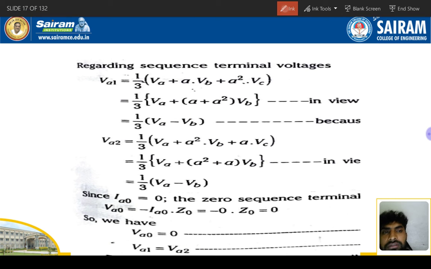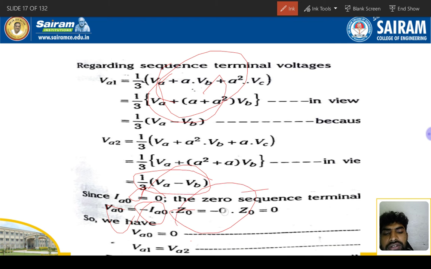So regarding sequence terminal voltage, VA1 is equal to what? 1/3 (VA + aVB + a²VC). This is a matrix term, okay? Just to concentrate, VA minus VB will give VA2. Similarly, VA1 is equal to VA2, and IA0 is equal to 0. VA0 is equal to minus IA0 Z0, and Z0 is equal to 0, so VA0 is equal to 0, and VA1 is equal to VA2 in terms of voltage, okay?